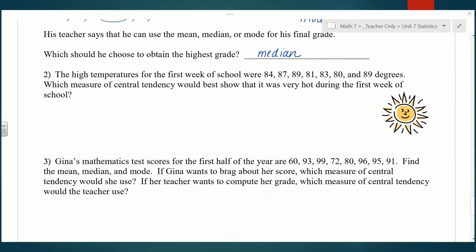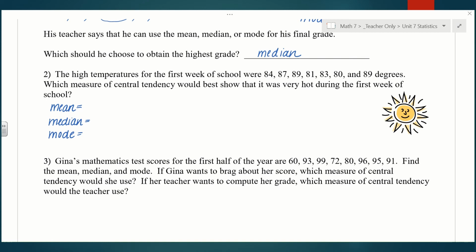All right, number 2, the high temperatures for the first week of school were 84, 87, 89, and so on. Which measure of central tendency would best show that it was very hot during the first week of school? We're trying to prove to somebody that that first week of school was brutal, and I want to say it was because of the mean, the median, or the mode. So again, we're going to go through and find each of these. If I'm trying to convince someone how hot it was, I want to pick the one that gives me the highest temperature.